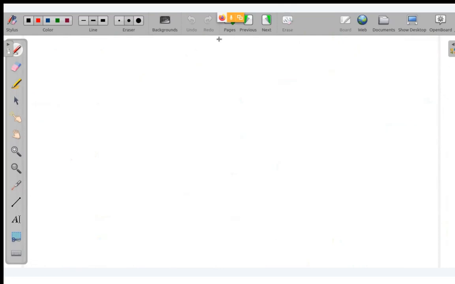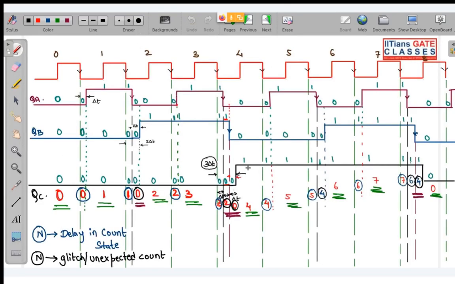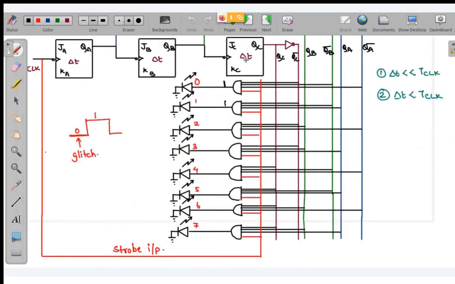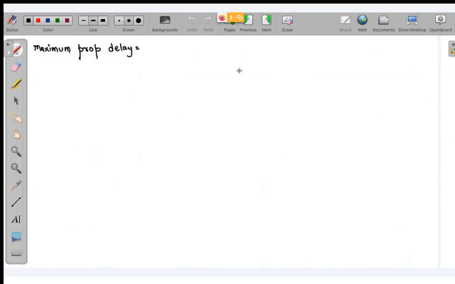Now, let me talk about a few things. What is the maximum propagation delay that we saw over here? Look over here. What was the maximum propagation delay that we saw? We saw it at this point, that was 3 del t, and once again at this flip-flop, I had the maximum propagation delay, and that was 3 del t.